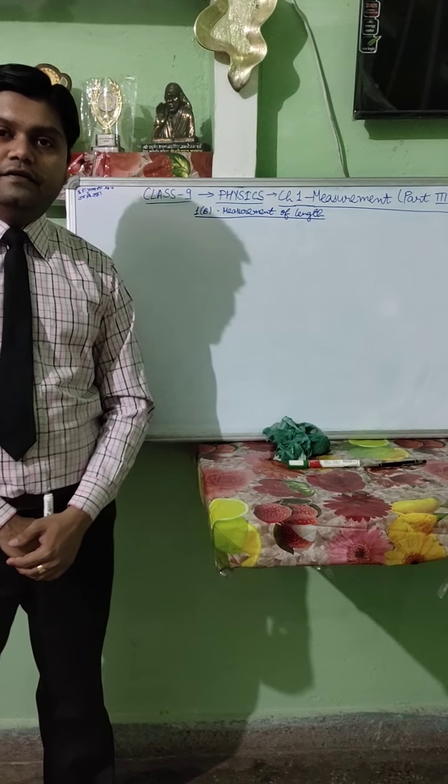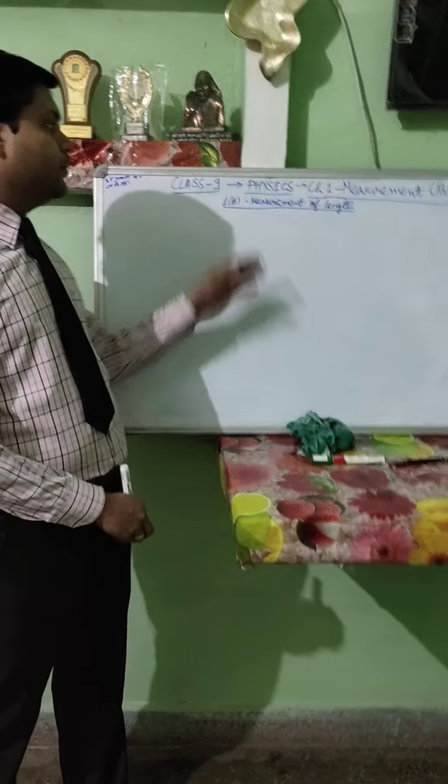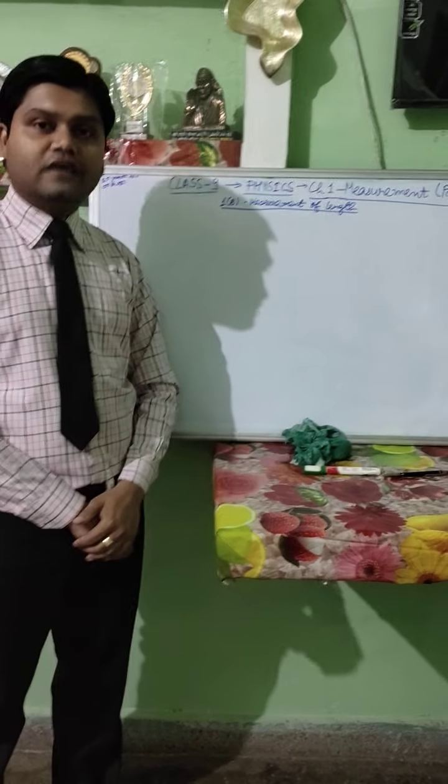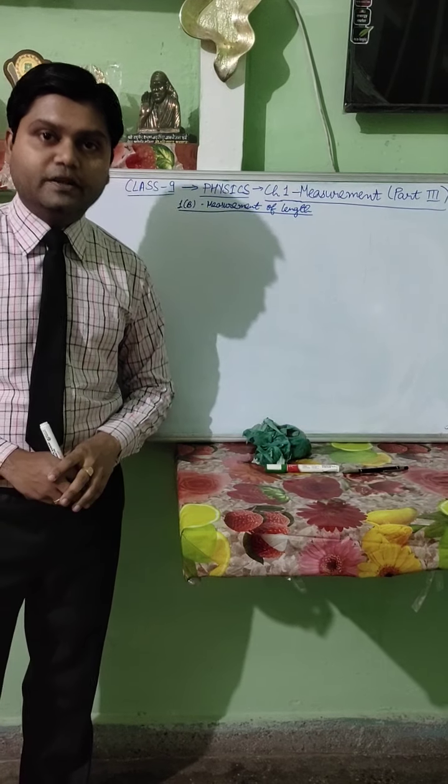Yesterday we completed 1A of class 9 physics. Today we are going to start with chapter 1B, that is the second part of the first chapter. Measurement of length will be the topic of today.